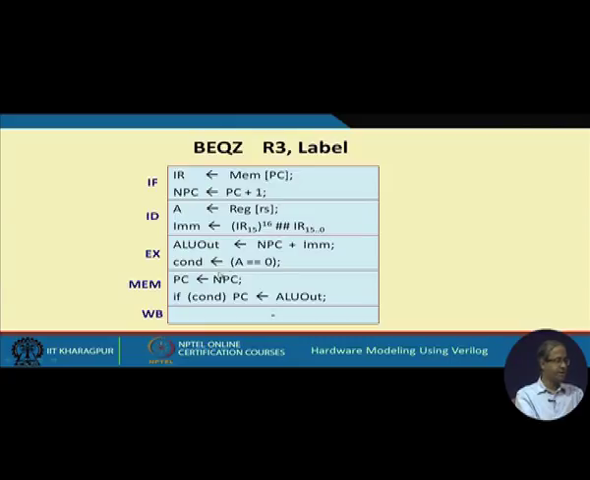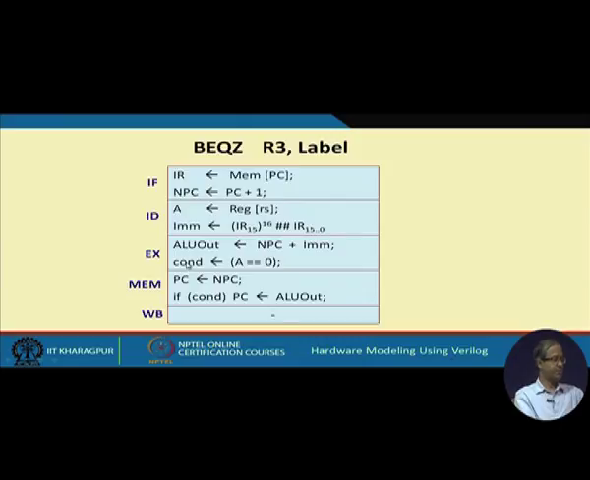In the EX stage, you are adding R3 with this, not R3, sorry, you are just adding the program counter, the NPC, with the offset to compute the branch address in case you decide to branch later. Okay. So, you are adding these two up, and also you are checking the branch condition, because the branch condition was equal to 0. R3 is already loaded in A, you check whether A is equal to 0 or not, just a comparator, and the result of the comparison you store in this 1 bit flip flop register cond.